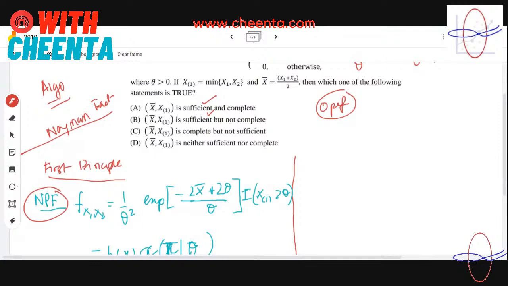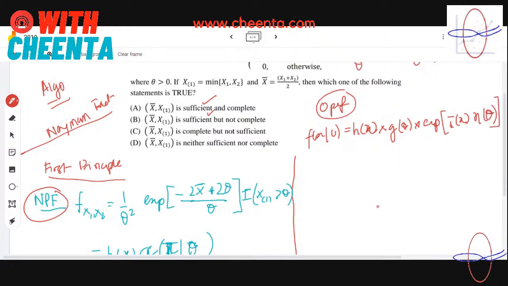One parameter OPEF looks like the following. f of x given theta must be equal to h of x times g of theta times exponential of some parameter t of x, which is the sufficient statistic, times another function of theta. So one second, just give me a moment.